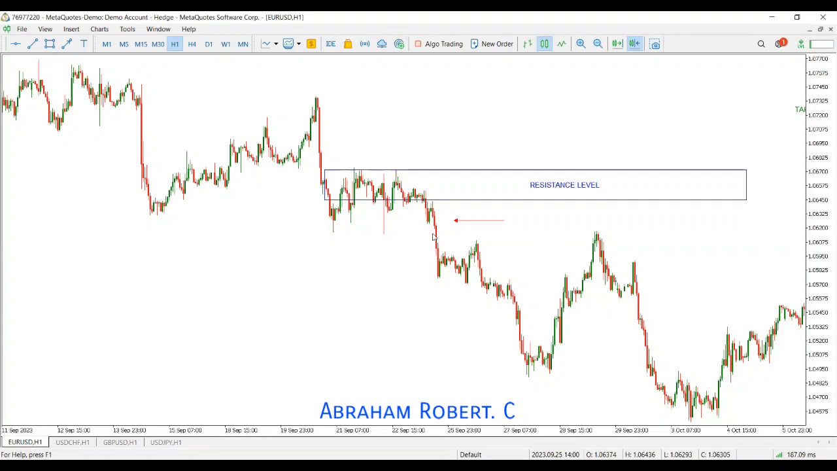Then the third criteria is that there must be some level of break of structure and a clear retracement. Break of structure and a clear retracement. Now, you see, there was some level of consolidation at this point, and you can see the market breaking out, retesting before the candle formed. Let me just watch. See, there's a level of breakout. There's a level of retracement before the candle appears.